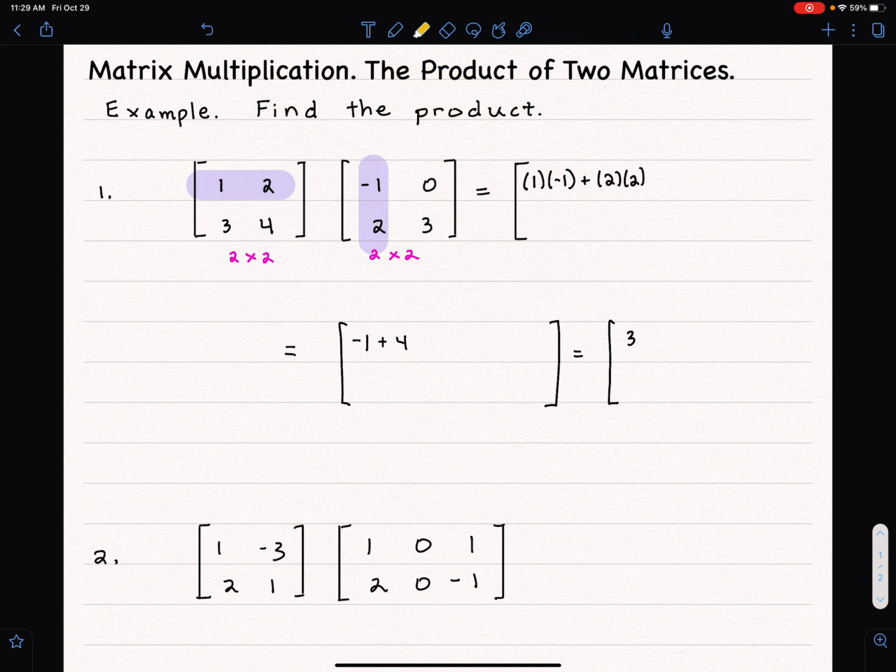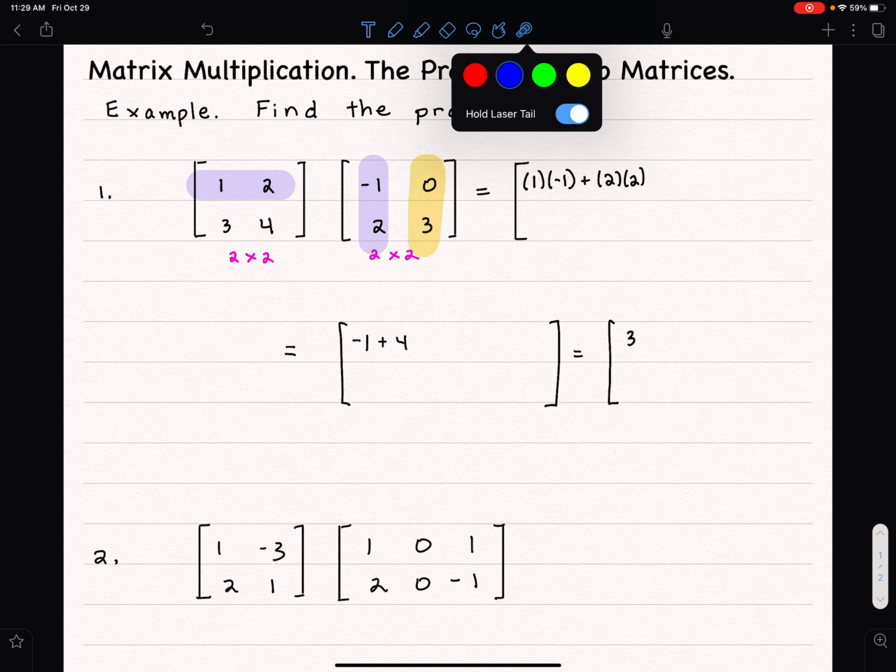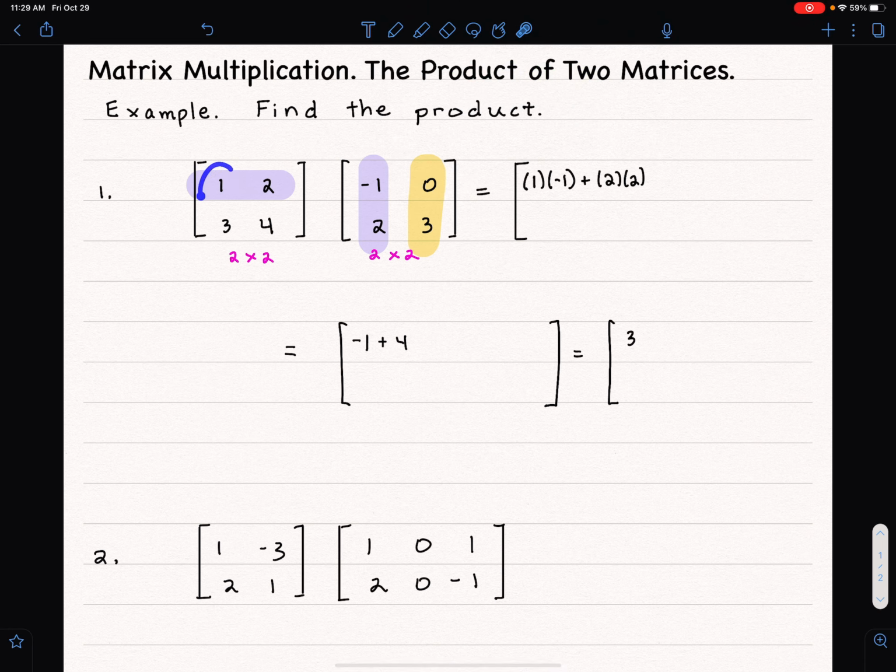Okay, let's go on now. Staying with this first row, I'm going to look at the second column. First row, but second column. I do the same thing, a dot product. I take the first entry and multiply the first entry, so that gives 1 times 0, plus the second entry, 2 times 3. That gives 1 times 0, which is 0, plus 6, and that gives 6.